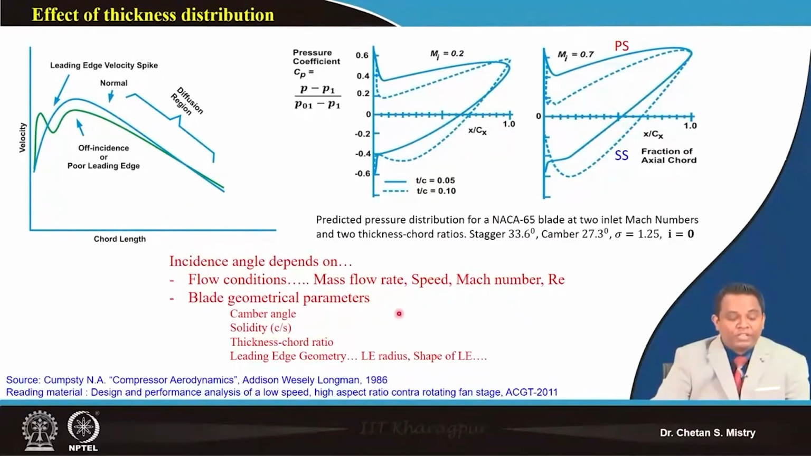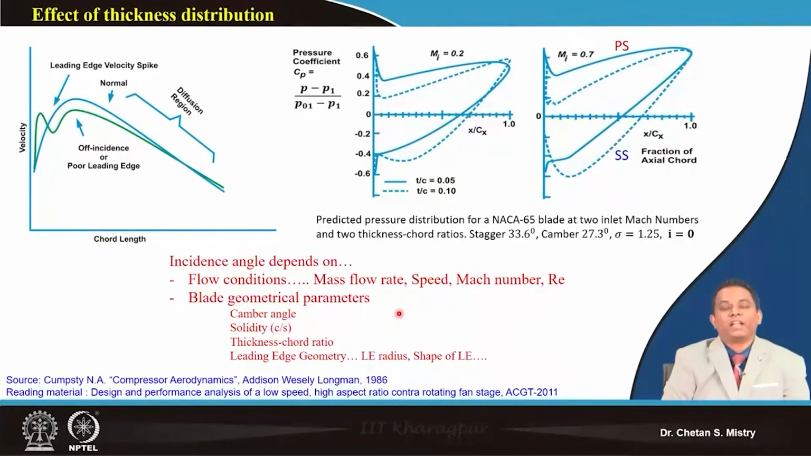This incidence angle also depends on my camber angle, my solidity, and the thickness to chord ratio. It also depends on my leading edge geometry, mainly my leading edge radius and my trailing edge radius. Now the question is, what is the use of this incidence angle?